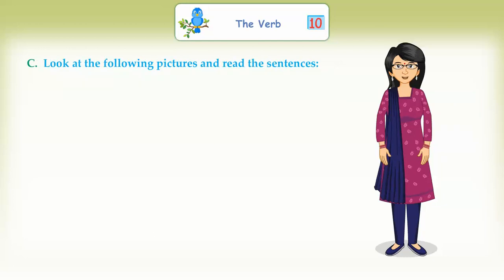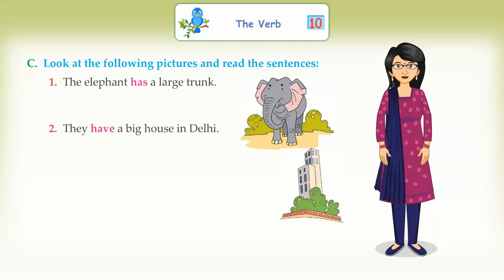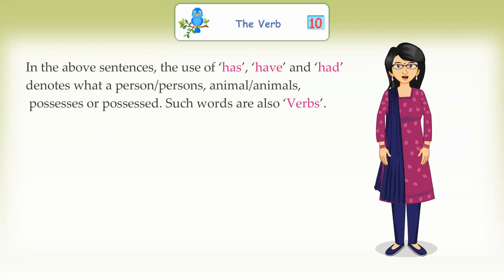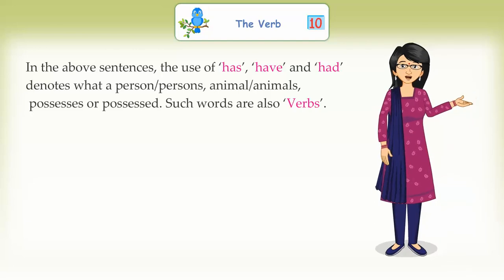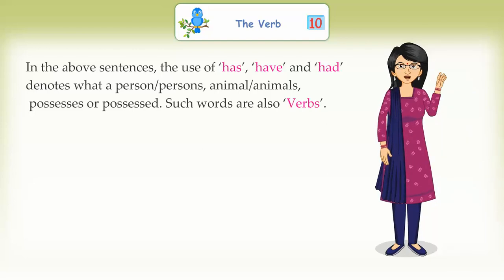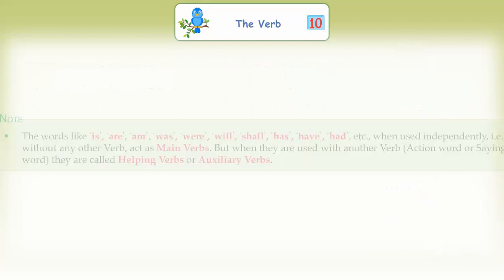C. Look at the following pictures and read the sentences. The elephant has a large trunk. They have a big house in Delhi. She had a red car. In the above sentences, the use of has, have, and had denotes what a person, persons, animal, animals possesses or possessed. Such words are also verbs.